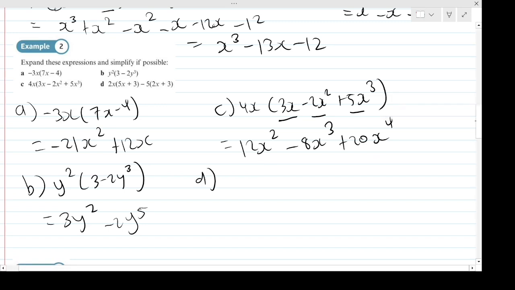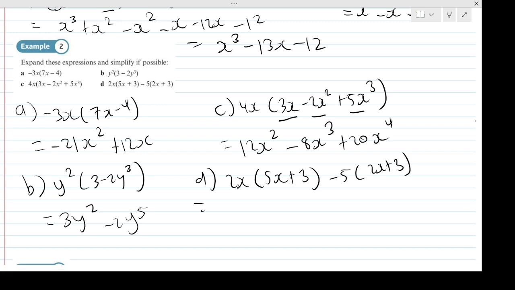So let's have a look at part D. We have 2x lots of 5x plus 3, minus 5 lots of 2x plus 3. And so we've got two different brackets going on here. But that's fine. We can just expand each of them separately, right? And then we can see what we can do with it.